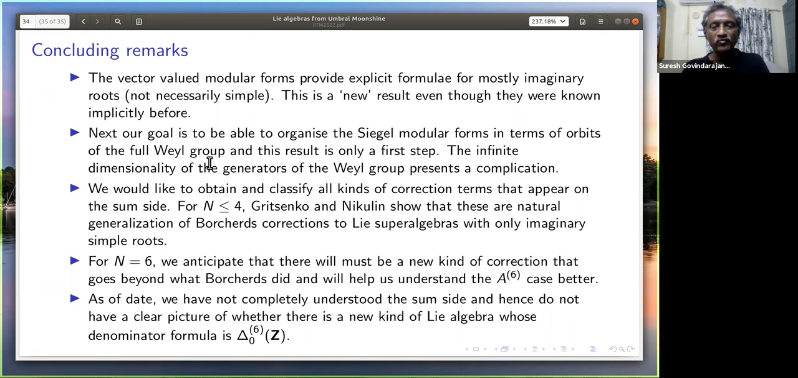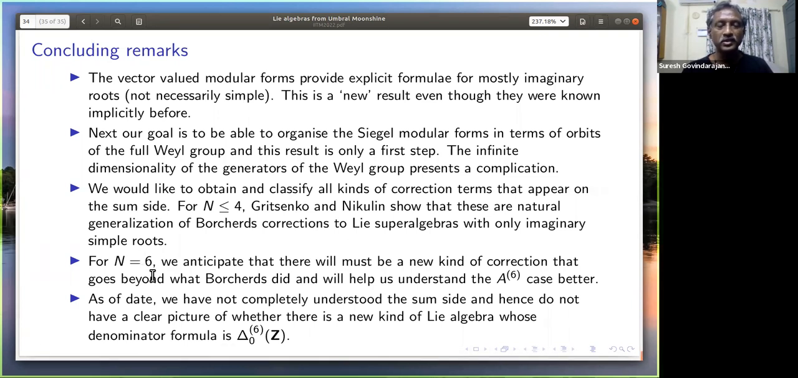But the problem for n equal to 4, 5, and 6 is that the dimensionality of the generators of the Weyl group is infinite. So there we need a nice presentation, and we don't have that. We would also like to classify all kinds of correction terms that appear on the sum side. For n less than or equal to 4, Gritsenko and Nikulin show that they all fit into Borcherds' pattern, and that's it. No more.